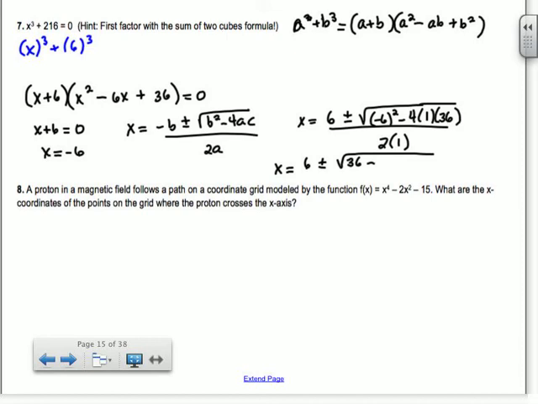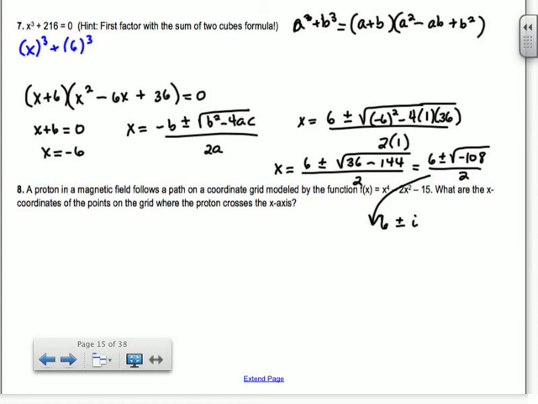So you get x equals 6 plus or minus 36 minus 144, all over 2. So you get negative 108. So you have 6 plus or minus the square root of negative 108, all over 2. We know we have to break down 108. You can't take the square root of a negative, so there's going to be an i, right? So you're going to have an i on the outside.